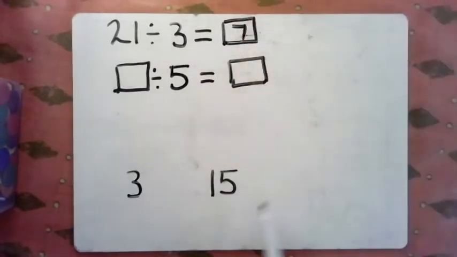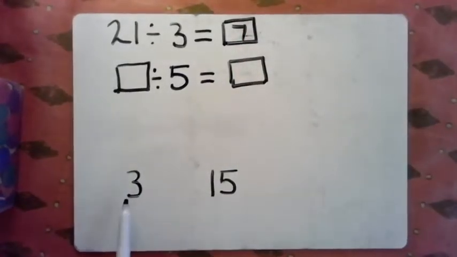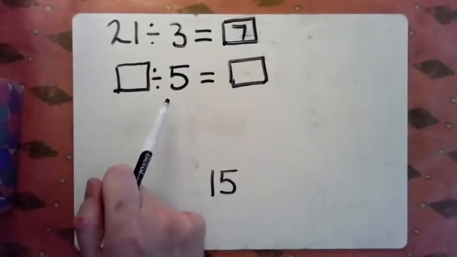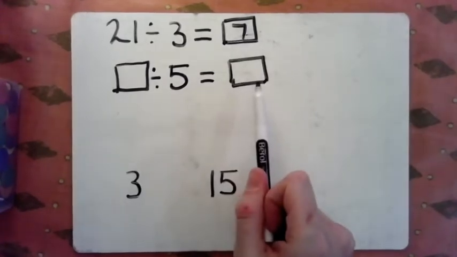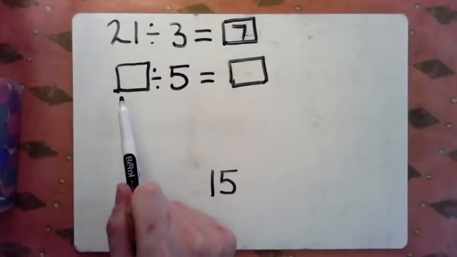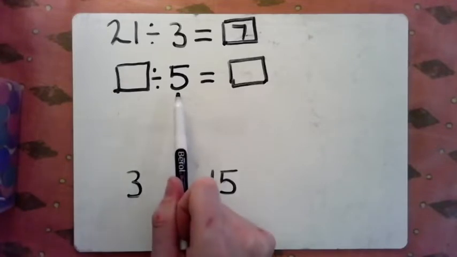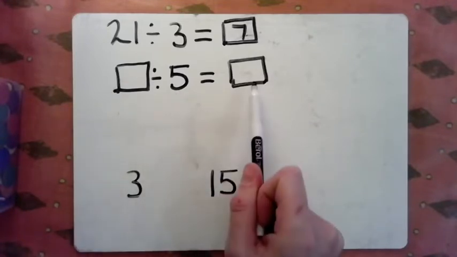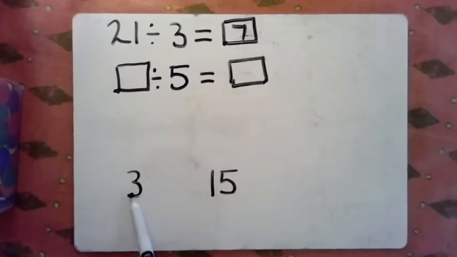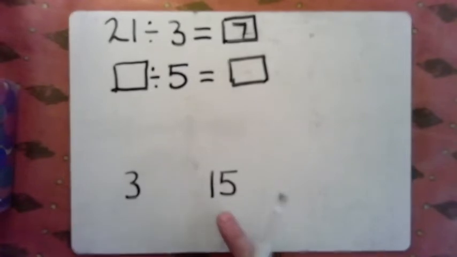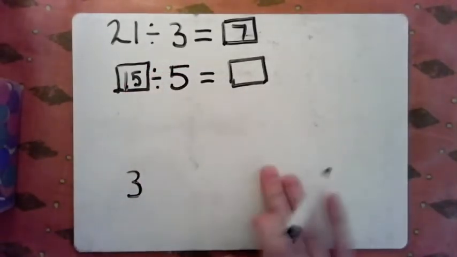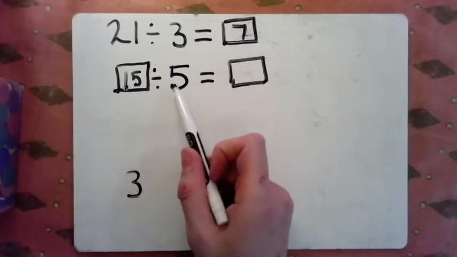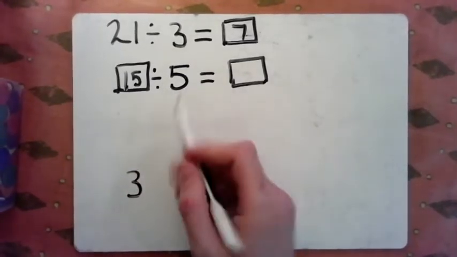Okay, here I've got 15 and 3 left. I've got something divided by 5 gives me something. So I've got something split up into equal groups of 5 gives me something. I can't split 3 up into groups of 5, so it can't be 3. It's got to be my 15 that goes there. So I've got my 15. 15 divided by 5, 15 split up into equal groups of 5 gives me 3.